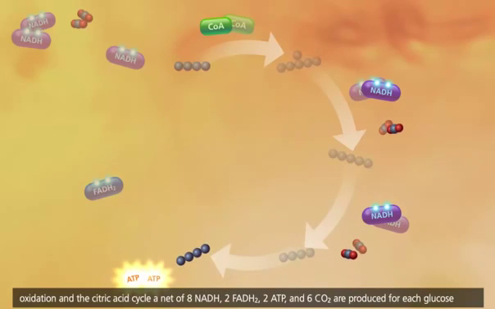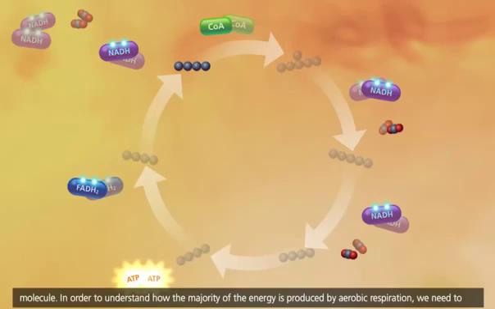During pyruvate oxidation and the citric acid cycle, a net of 8 NADH, 2 FADH2, 2 ATP, and 6 CO2 are produced for each glucose molecule. In order to understand how the majority of the energy is produced by aerobic respiration, we need to follow the NADH and FADH2 molecules to the next stage, the electron transport chain.